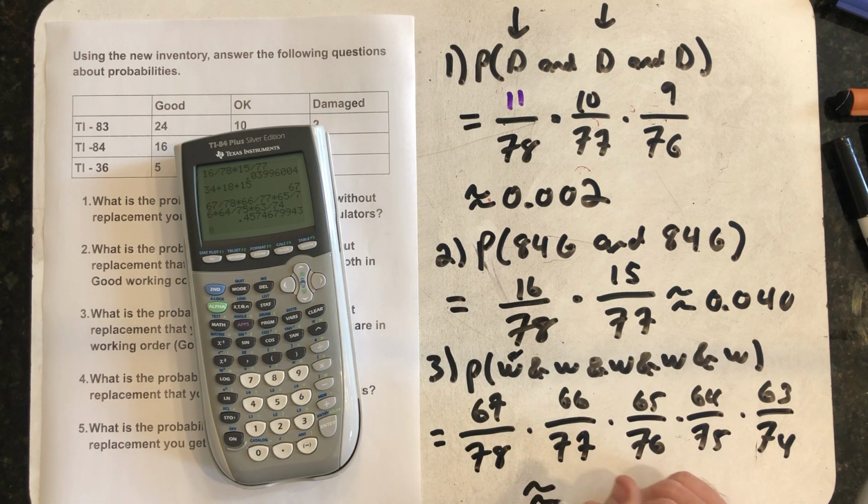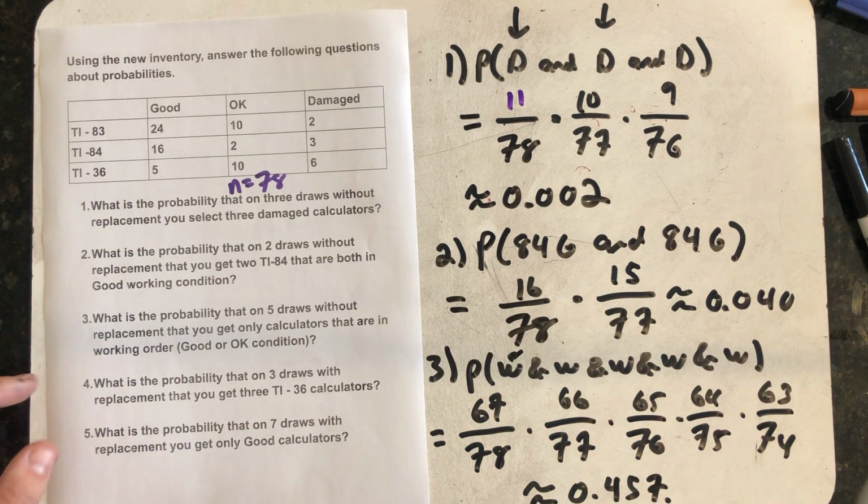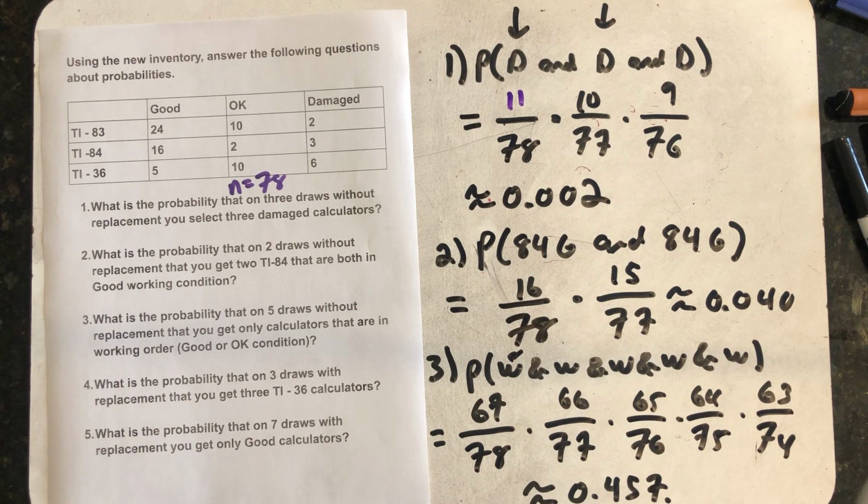probability of 0.457. Well, I have two more problems that I want to do on this problem set, but I'm going to go on and stop here and just start another video to finish things out.